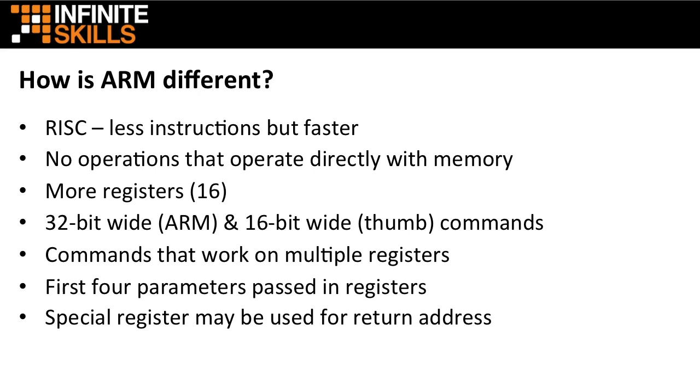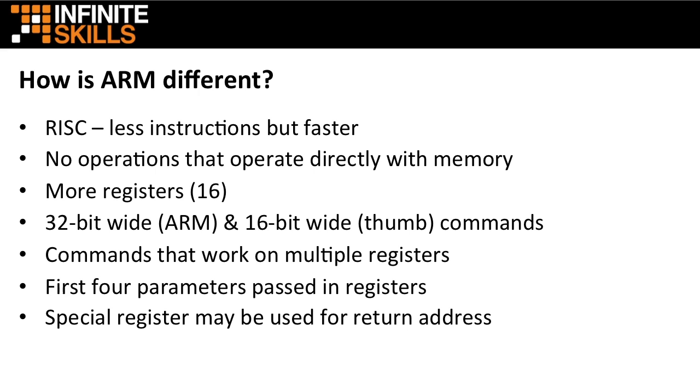Another difference, there are no operations that operate directly with memory in the ARM platform. There are also a lot more registers as a result of this. So you have 16 registers. You have two kinds of commands. You have 32-bit or 4-byte wide commands, and then you have 16-bit or 2-byte wide commands as well. So the 32-bit wide commands are called ARM, and the 16-bit are called thumb commands.